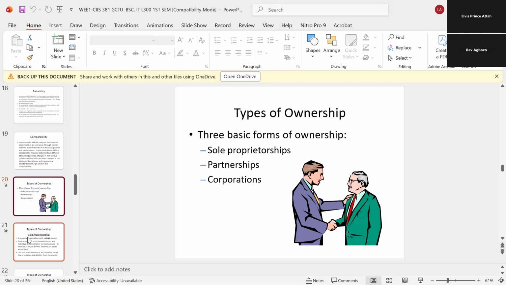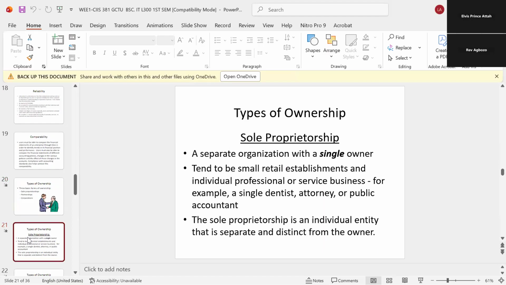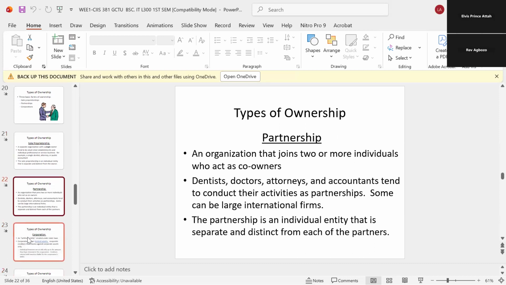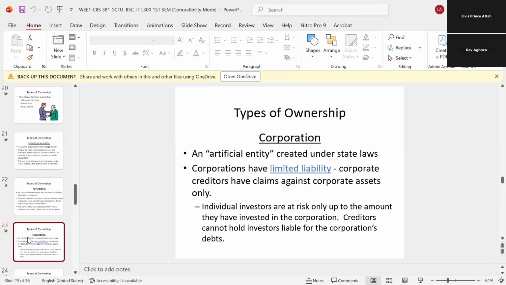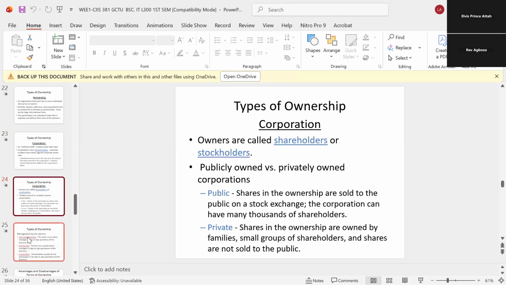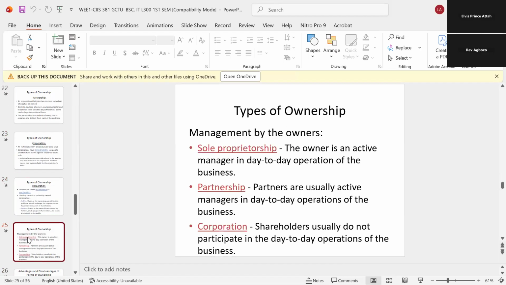Good. So these three types of company ownership have their advantages and disadvantages, like I mentioned earlier. You can read from the slide and it will help you. It's so clear in the slide.